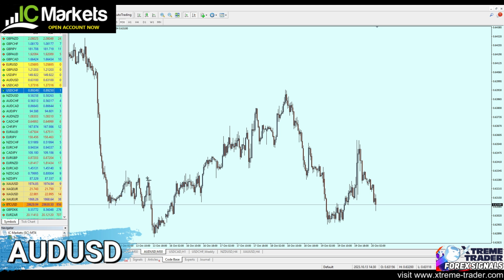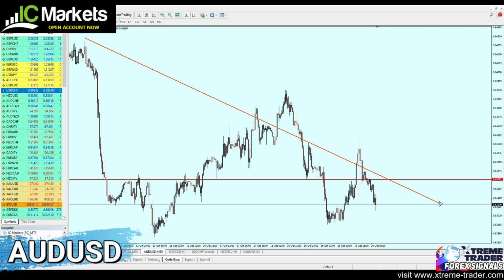Right there exactly. We do have right here a strong key level of resistance exactly at 0.63282. Now, if the AUDUSD is going to continue the fall, that level of resistance trend line exactly like that will most likely now be respected.